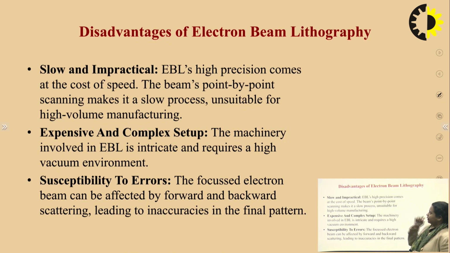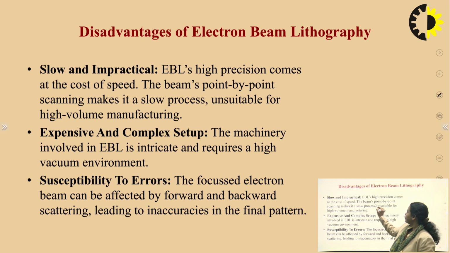So then the next topic is the disadvantages of electron beam lithography. In the disadvantages, we have seen that it is slow and impractical. The EBL process is quite slow compared to other processes, because it is focusing on high precision. The precision is related to the speed. When we require a good result, it may require some time, right? In the same way, high precision can be achieved with slow speed. So the work we are developing is quite slow as compared to the other process.